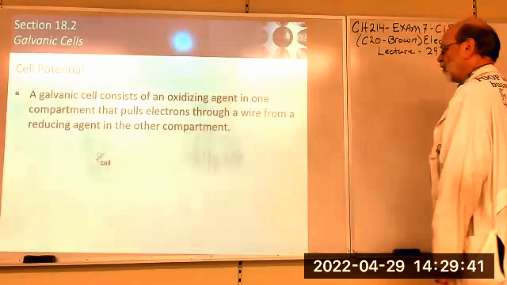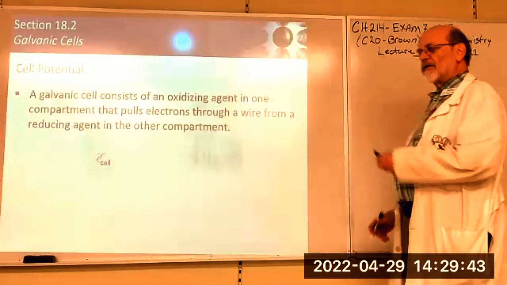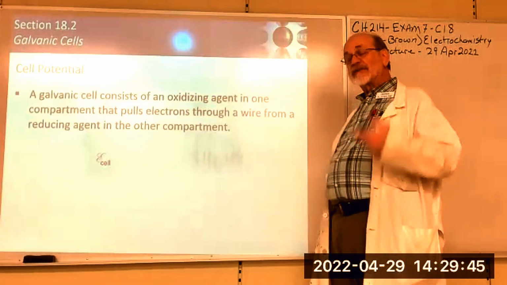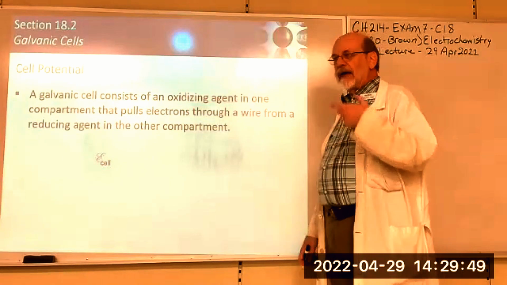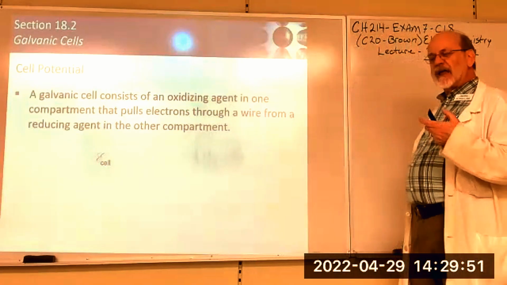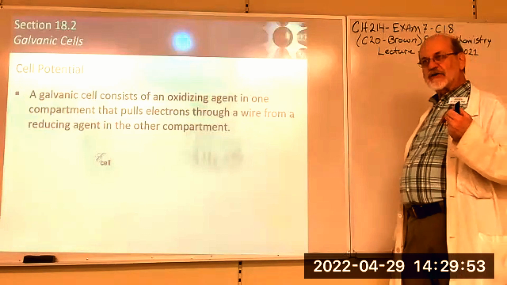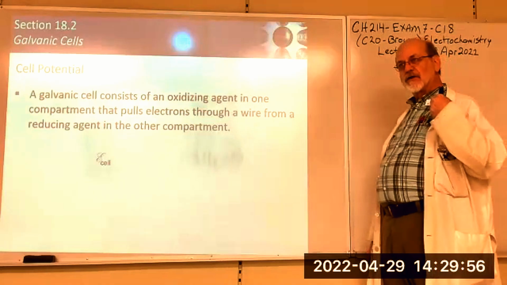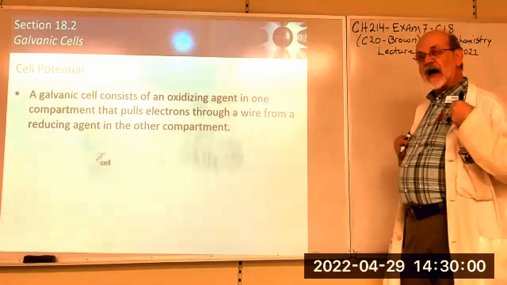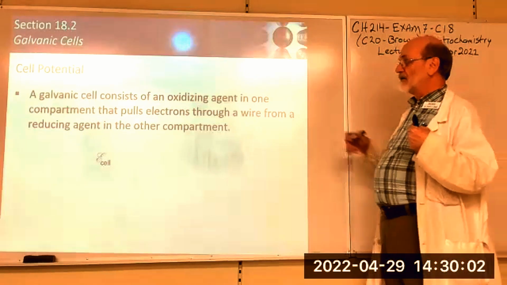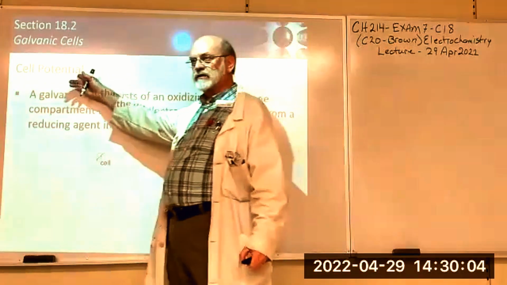So what do we mean by cell potential? Well, the reaction is spontaneous for a galvanic cell. And when it occurs, it's going to provide a certain amount of push for those electrons moving from the anode to the cathode. And the higher the push, the higher the potential, and that's measured in voltage.